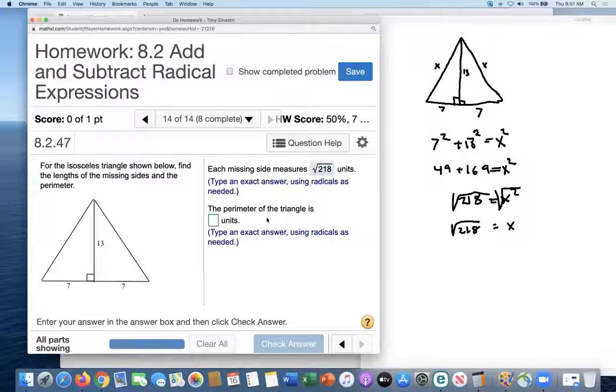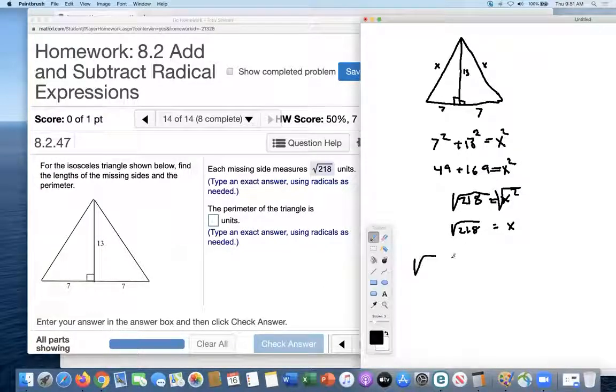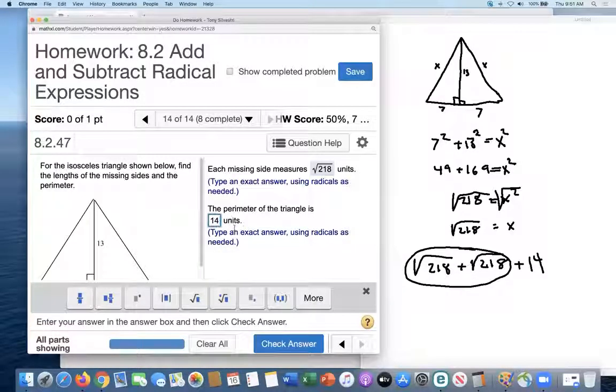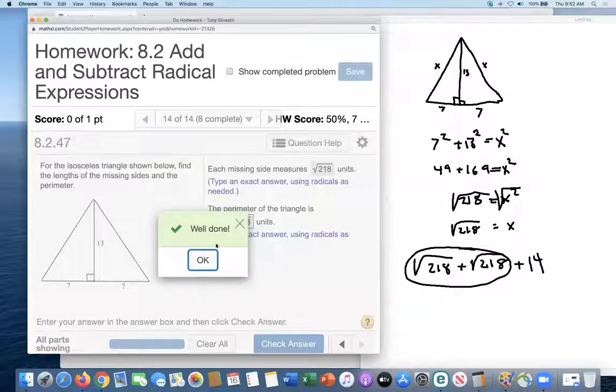They snuck another question in there, huh? The perimeter of the triangle. Well, the perimeter of the triangle means you have to add up all the sides. Three sides: from here to here is square root of 218, plus from here to here is the square root of 218, plus the distance from here to here, 7 plus 7 is 14. These guys are like terms, so there's 2 of those big square roots. So I'm going to put 14 plus 2 square root of 218. And there's your answer. They want radicals, so there's your radicals. And that's it.